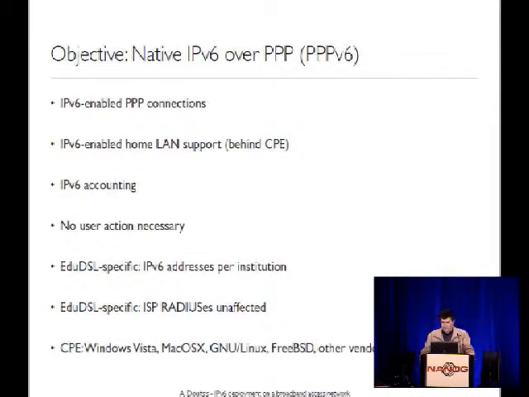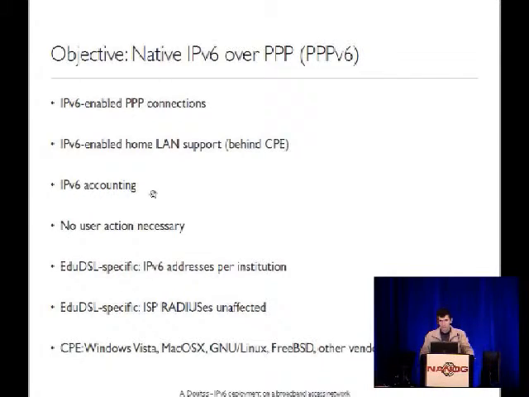The objective is to provide native IPv6 over PPP to all these 30,000+ students. The problem with PPP is that you don't only have to enable IPv6 over the PPP, but you also have to enable IPv6 on the homeland behind the PPP, on the homeland of the user. That's behind the CPE. Of course, with IPv4 we had network address translation. With IPv6 this doesn't hold anymore. So there must be additional IPv6 global addresses assigned behind the CPE.